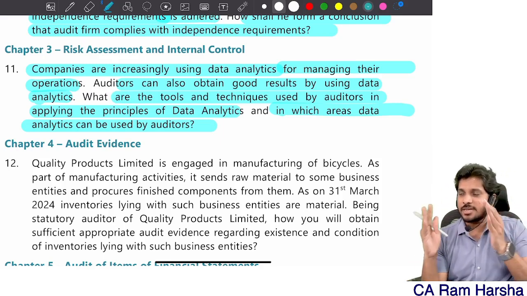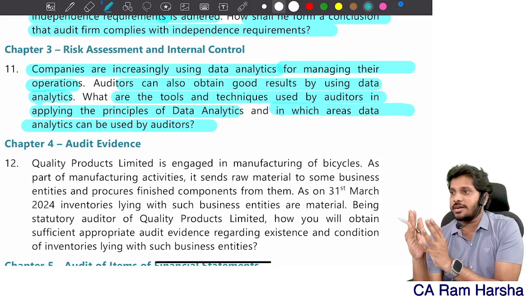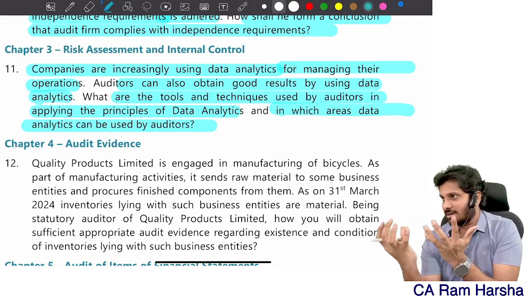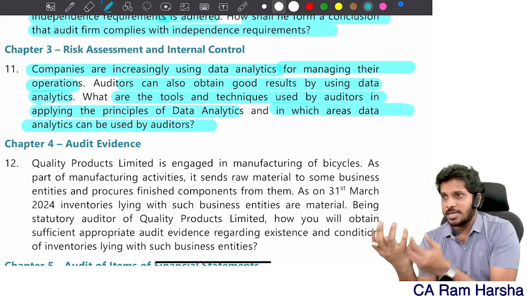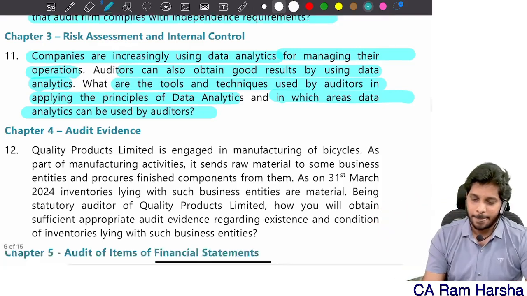In the actual risk assessment chapter, one segment is audit in automated environment. Inside it, the data analytics discussion is there, where data analytics will be used by the auditor. That discussion is at the point where you have to write.